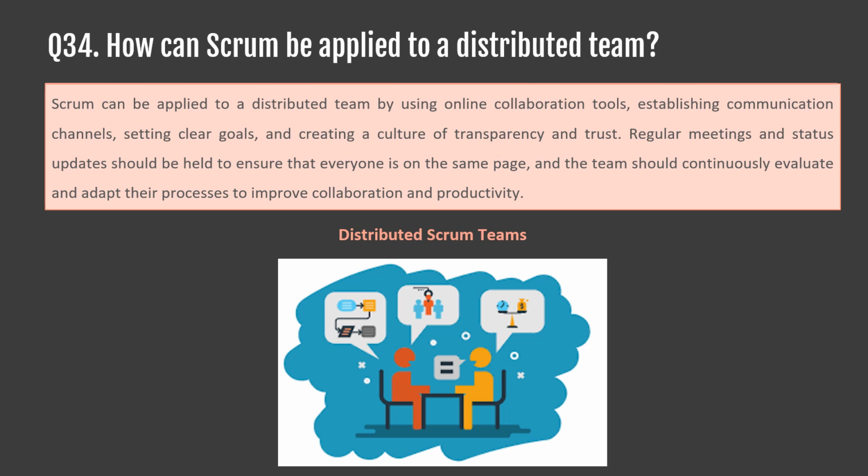Define clear roles and responsibilities for each team member, including the product owner, Scrum Master, and development team members. Use user stories and other Scrum artifacts to ensure that everyone has a shared understanding of the project goals and requirements. For example, in the case study, the Scrum team could use online tools like Zoom or Microsoft Teams for video conferencing and chat applications for communication.